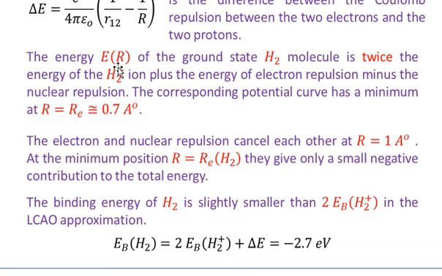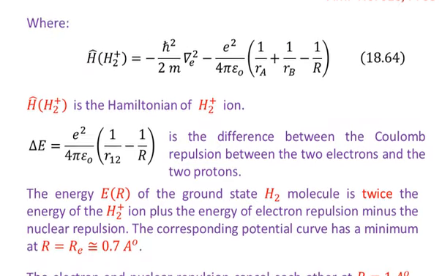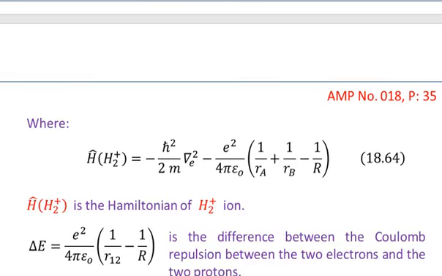The energy E of R of the ground state H2 molecule is twice the energy of the H2 singly ionized ion plus the energy of the electron repulsion minus the nuclear repulsion. So you see that this paragraph which I have given actually defines this whole term.